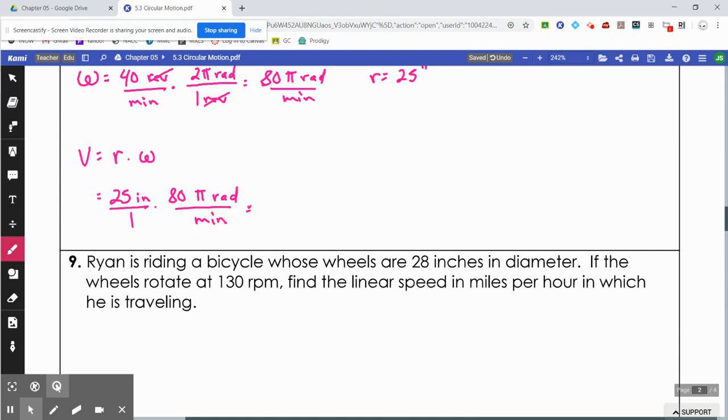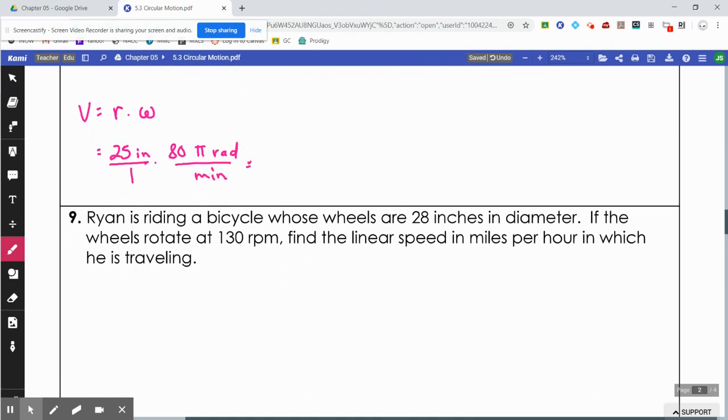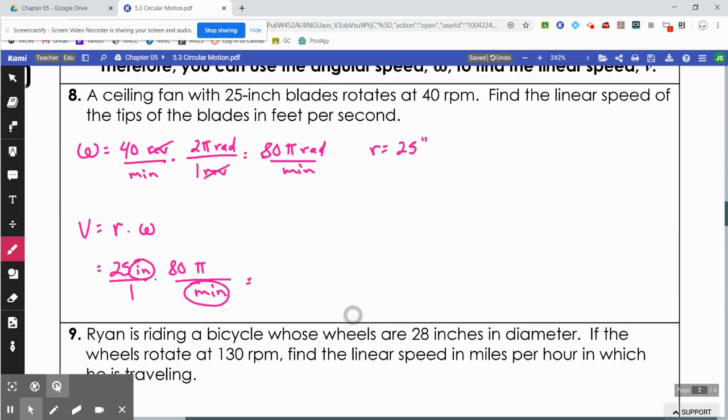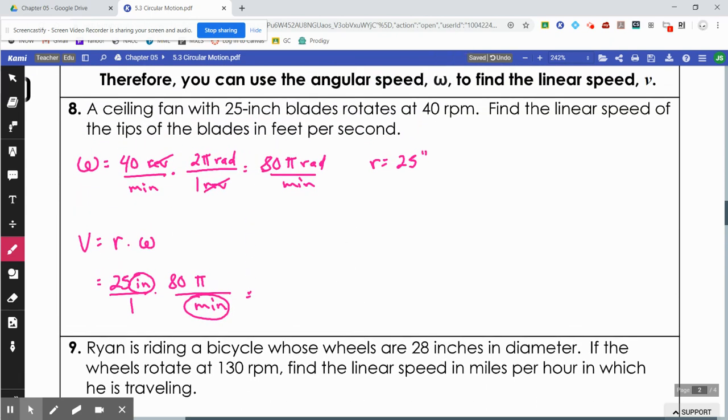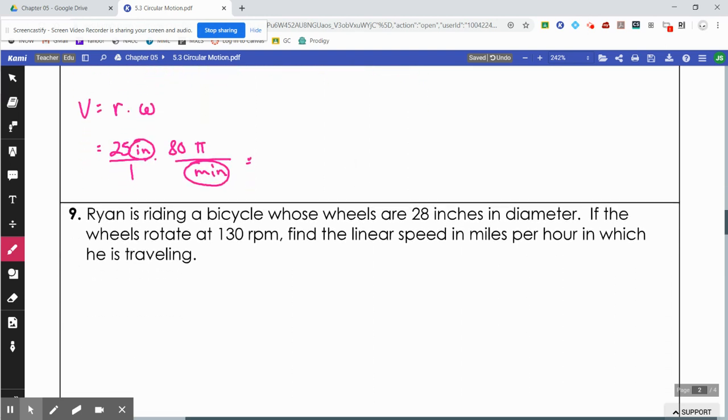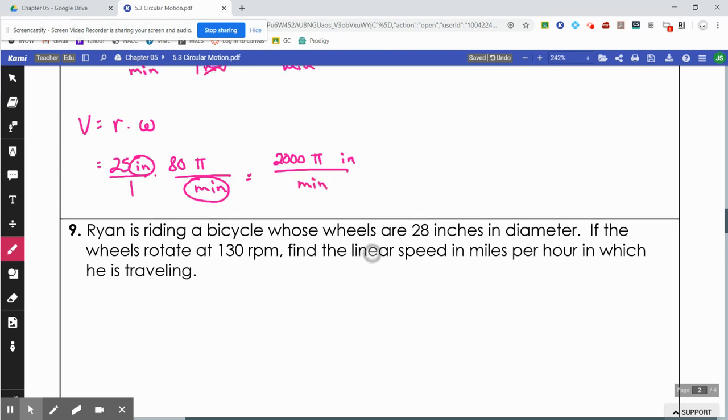Now, here's the only problem. This is going to give me my answer. Now, this is what's weird about this formula. This radian measure just kind of disappears. Our answer is now in inches per minute. We want it to be in feet per second. So once I multiply this out, 25 times 80, that's going to give you 2,000 pi. And again, that's in inches per minute. That is your linear velocity now.